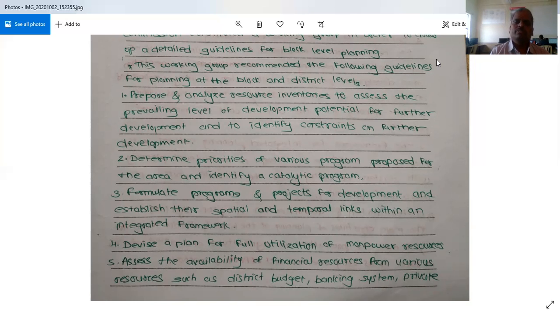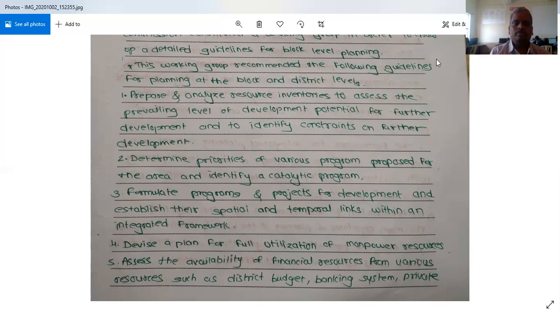So we have to find out the actual potential of that rural area so that we can easily find out what we have to do, how we have to do, and when we have to do. And not only that, they also try to find out the hurdles which come in between the development of that rural area.